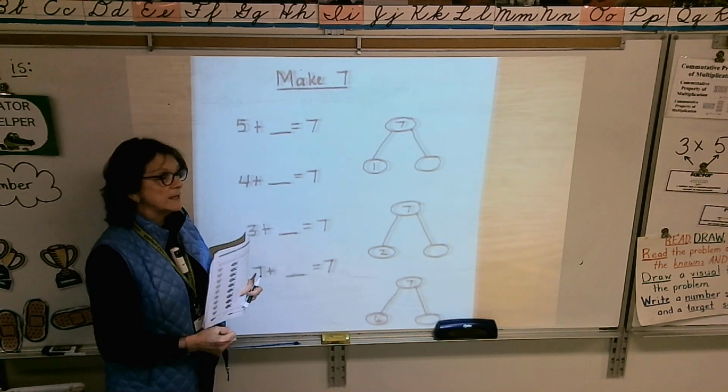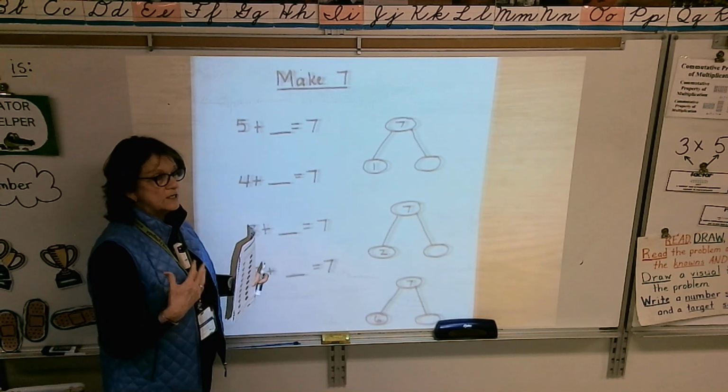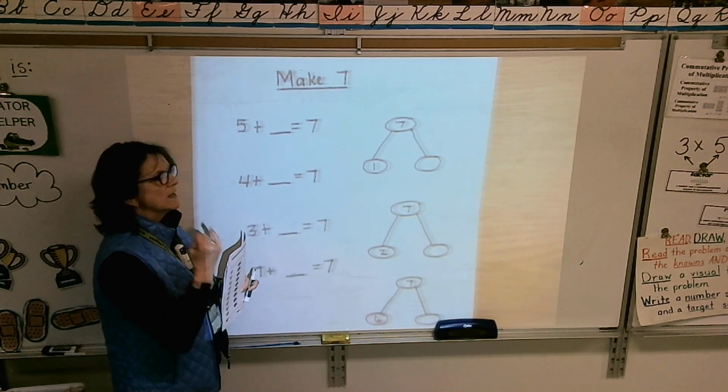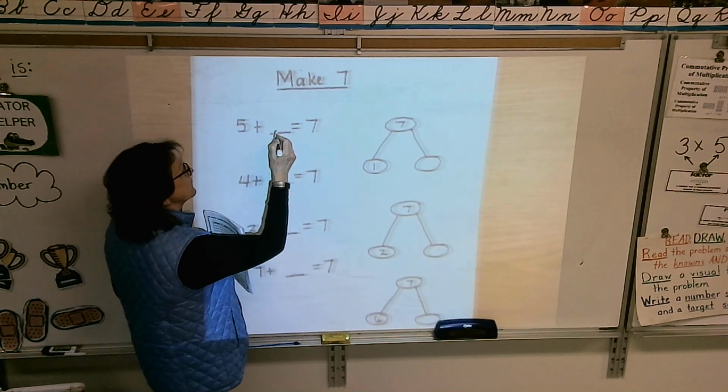Okay, so 5 plus what equals 7? Hopefully you said 2. How do I know that? Well, if you don't know your addition facts automatically, you're not fluent with them, you can always count on 5, 6, 7. I counted on 2 fingers.